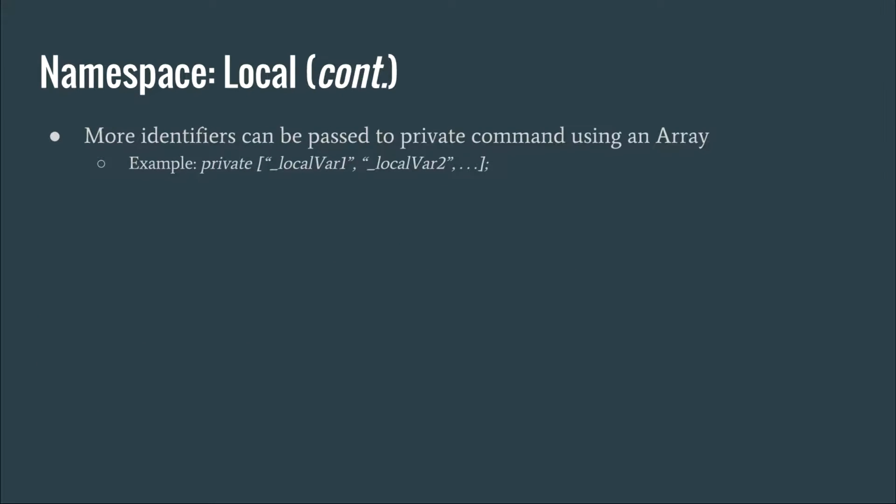More identifiers can be passed to the private command using an array, which is just a list of data types. So you would do that by typing out the private command, and then inside square brackets, you would name each variable within its own set of quotation marks, separated by a comma. The reason you would want to do this is to prevent naming conflicts or prevent accidentally modifying local variables within the script that the function has access to.